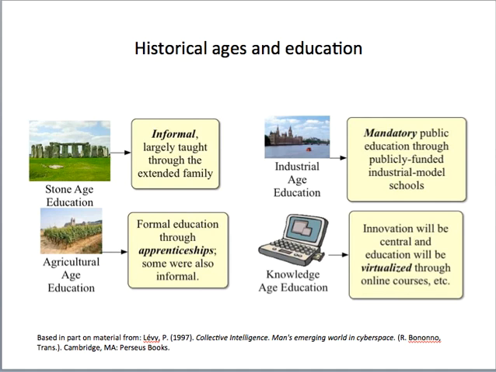The industrial age. The industrial age, again, changed how politics ran and how society ran and how things got done. And the big change was the use of machines to replace human muscle power, which had previously been the way things were done. For educational purposes, we find the emergence by the late 1800s of mandatory public education through publicly funded industrial model schools, and that continues today.